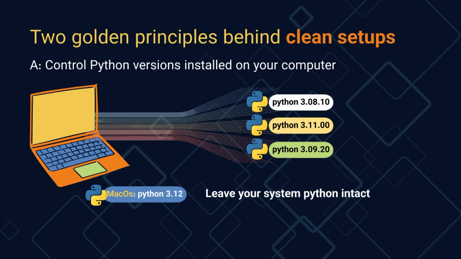What we want to achieve: there are two golden principles behind clean setups. One is controlling your Python version. You need to be able to have different Python versions on your computer, and you need to leave your system Python intact. You don't need to touch it. You should not touch it.